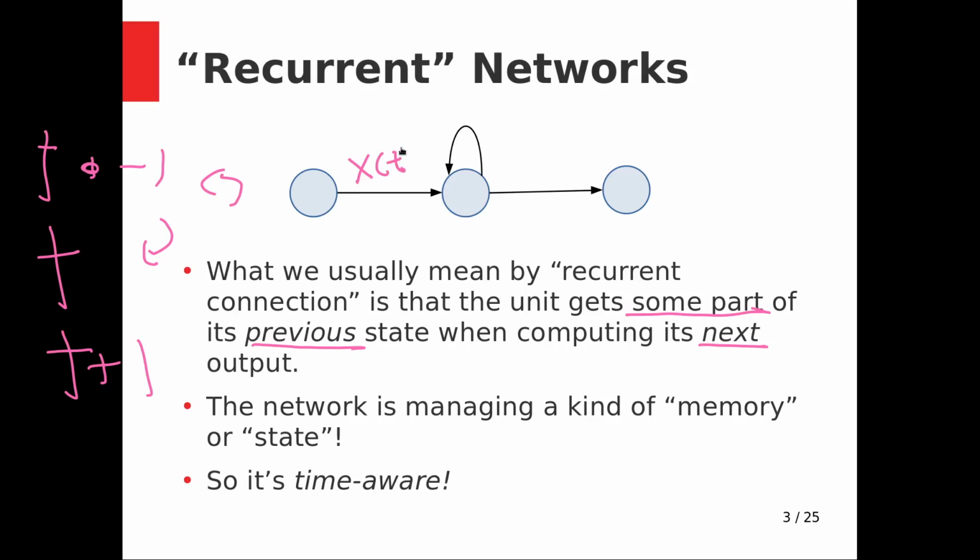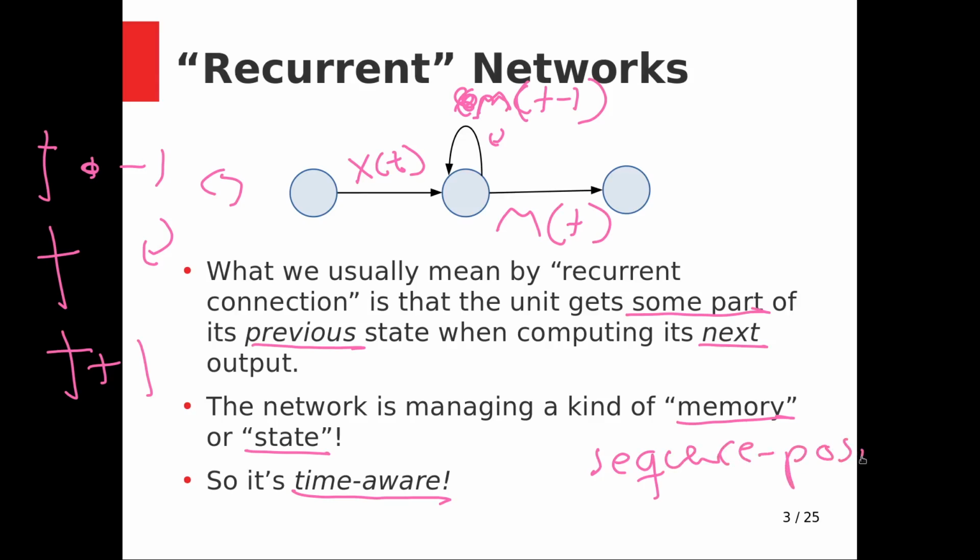So the input x of t comes in on this connection, and the previous output is coming in on this connection. So the node, when it computes the output for time t, gets both x of t and the previous output for time t minus 1. Okay? So the network can learn to keep a kind of memory or state that it carries forward from sample to sample, from iteration to iteration, so that it can be time aware, or maybe sequence position aware. So it ends up having a kind of memory or state that it gets to store across the elements of a sequence, and it is time aware, right?